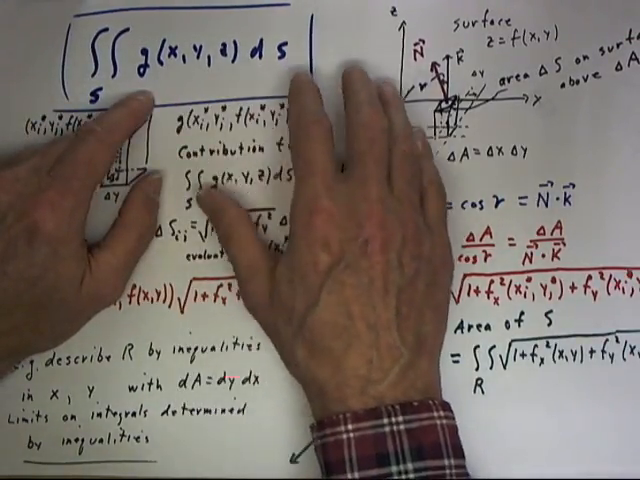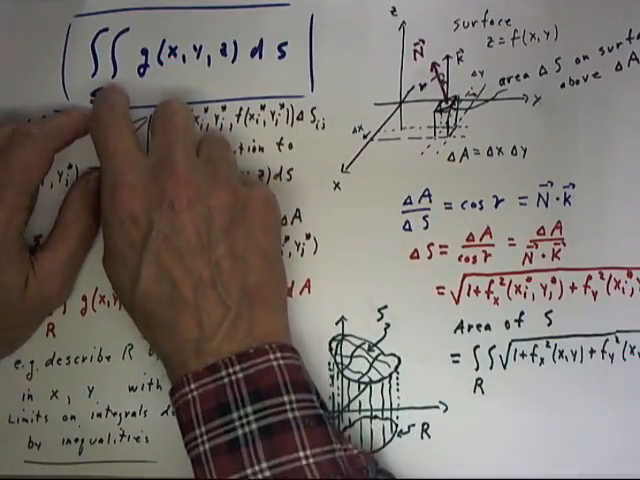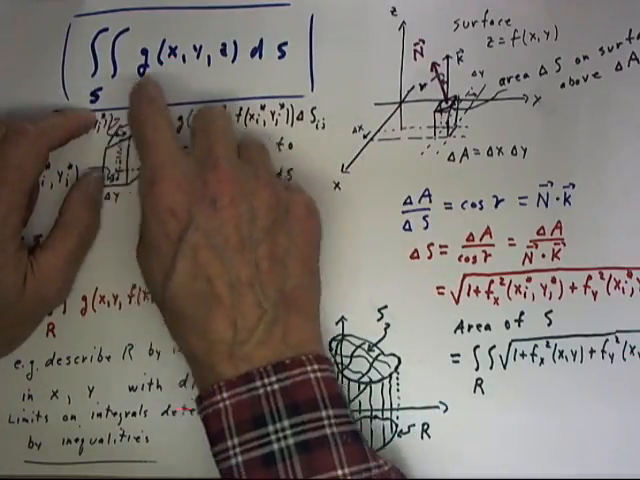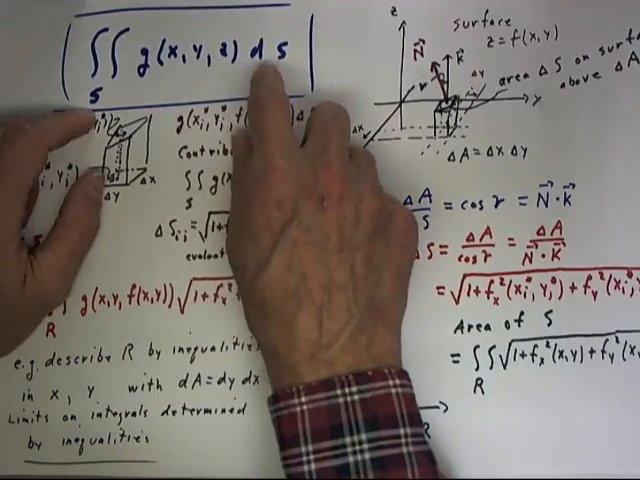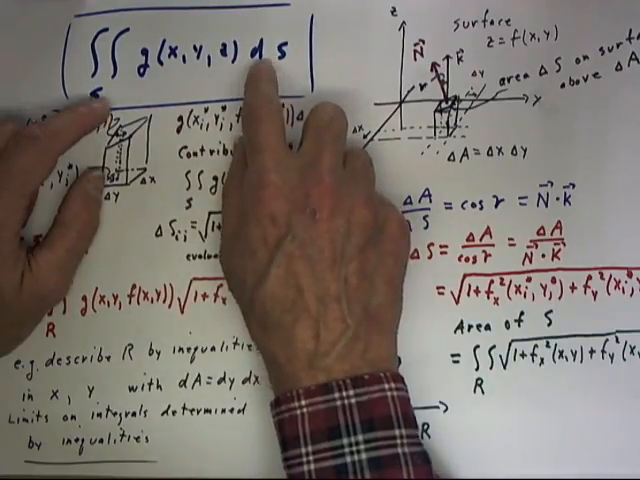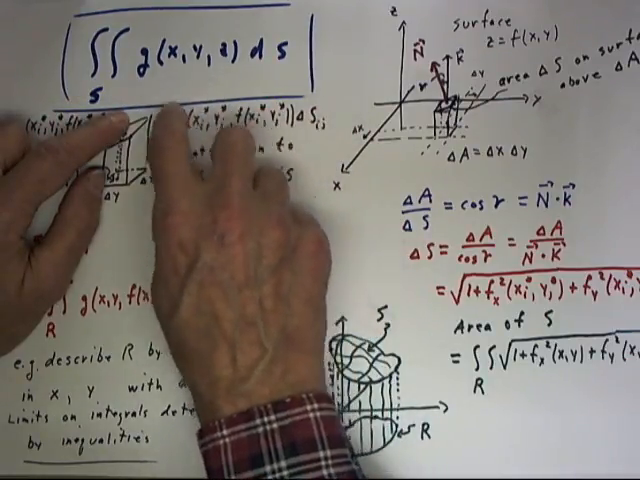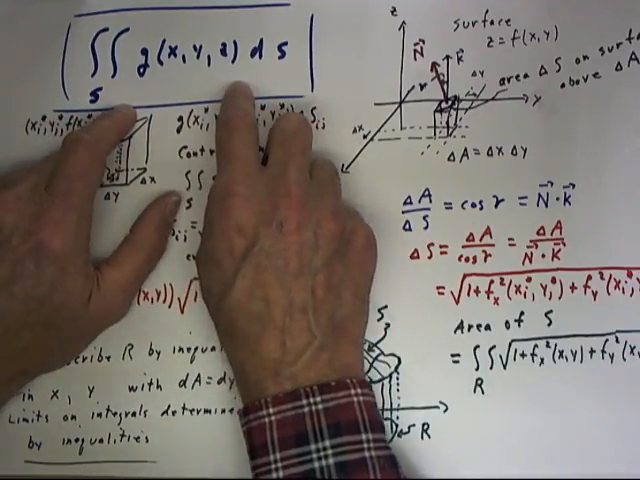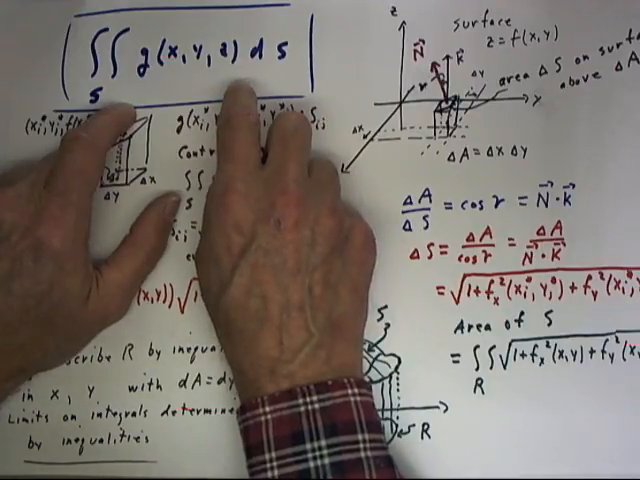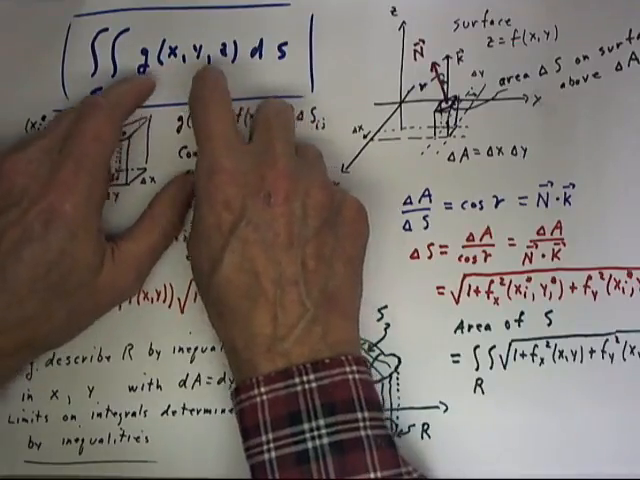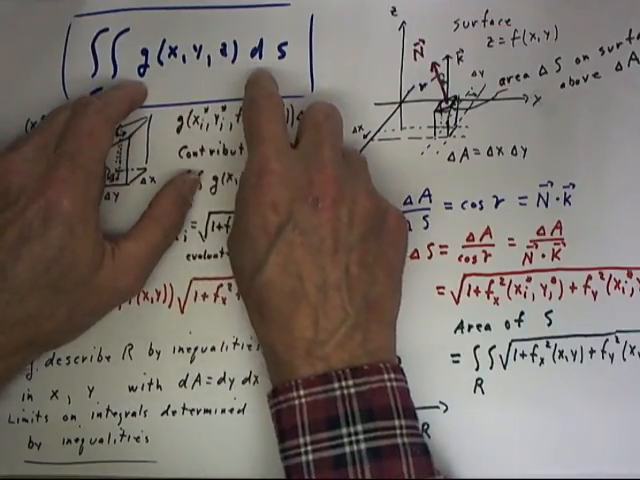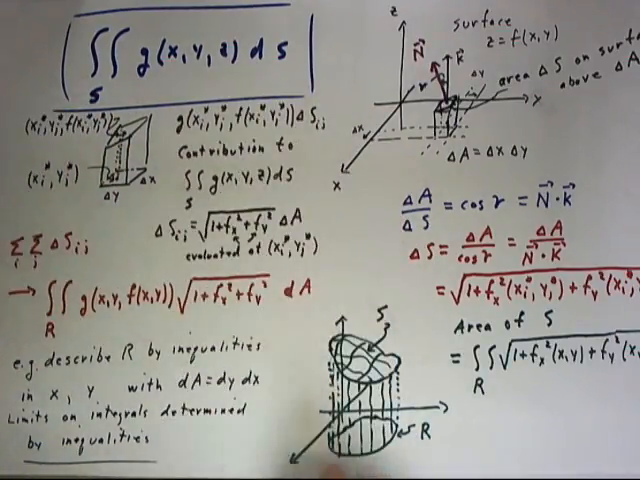Let's just consider what we might mean by the double integral over a surface of g of x, y, z dS. Now, we've already talked about surface areas. We now want to extend what we know about surface area and the way we integrate to get a surface area, and we want to extend that to be able to integrate a function over the surface of some region.